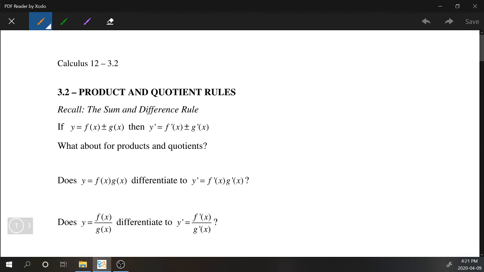Now, is that still true for any product or any quotient? It turns out to be not the case. So this is a big no here. If we have y equals f of x times g of x, the derivative y prime would not be f prime of x times g prime of x. Likewise, if we have a quotient y equals f of x over g of x, its derivative y prime will not be f prime of x over g prime of x. So these are both incorrect.